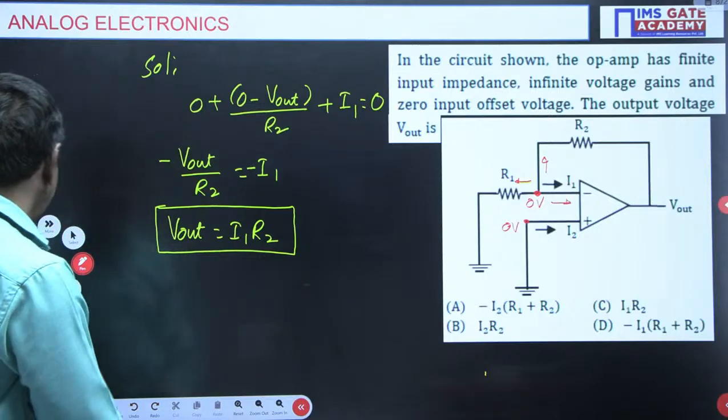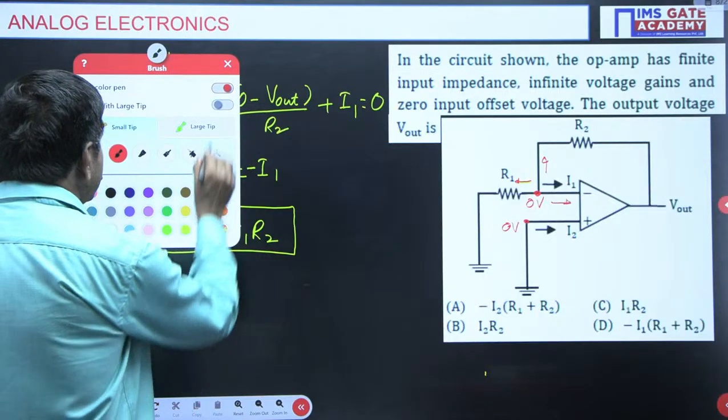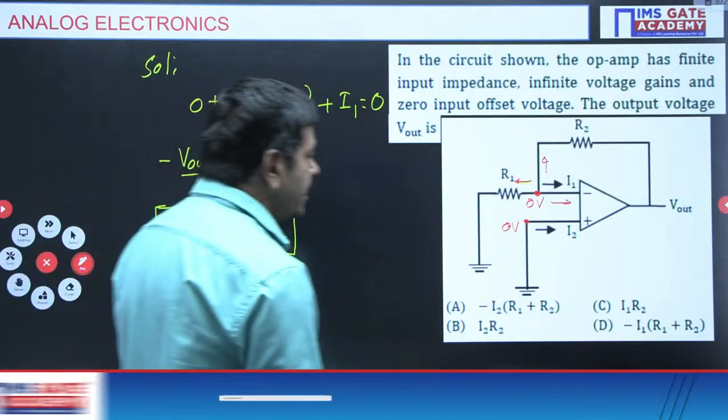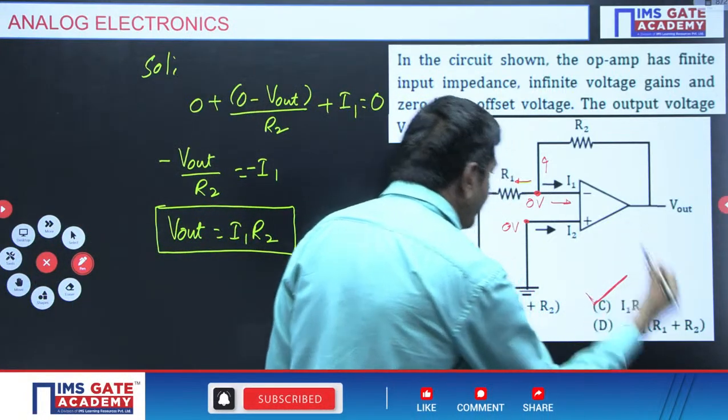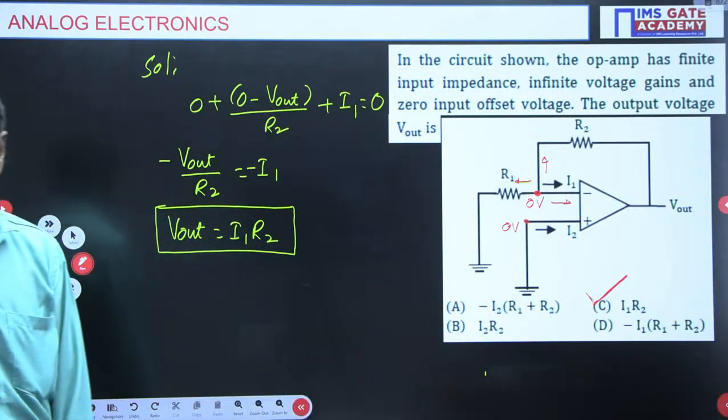Which option is correct here? Option C is correct in this particular problem: I1 into R2. I hope you followed. It's a very simple question.